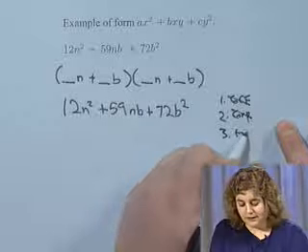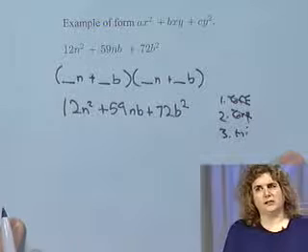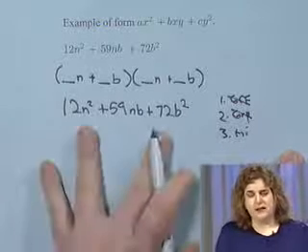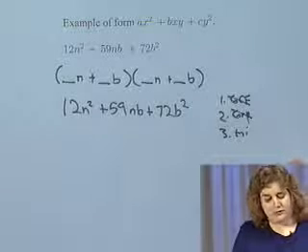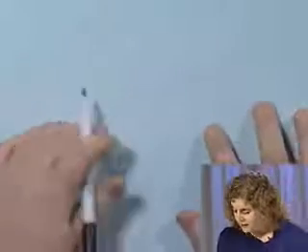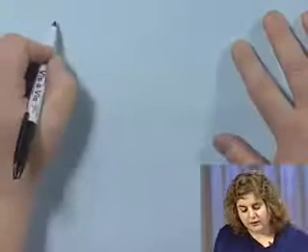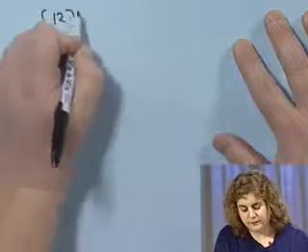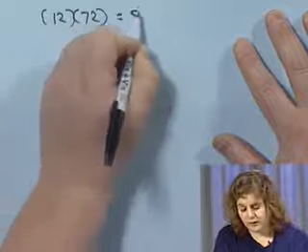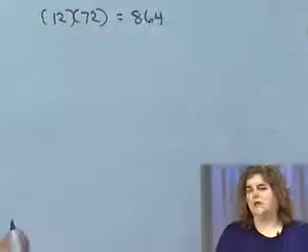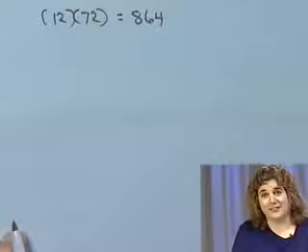It is a trinomial, and so we need to deal with that product sum table. These are large numbers. I'm going to cover this up for a moment and work with those numbers. Our product is going to be the 12 times the 72, and this ends up as 864.